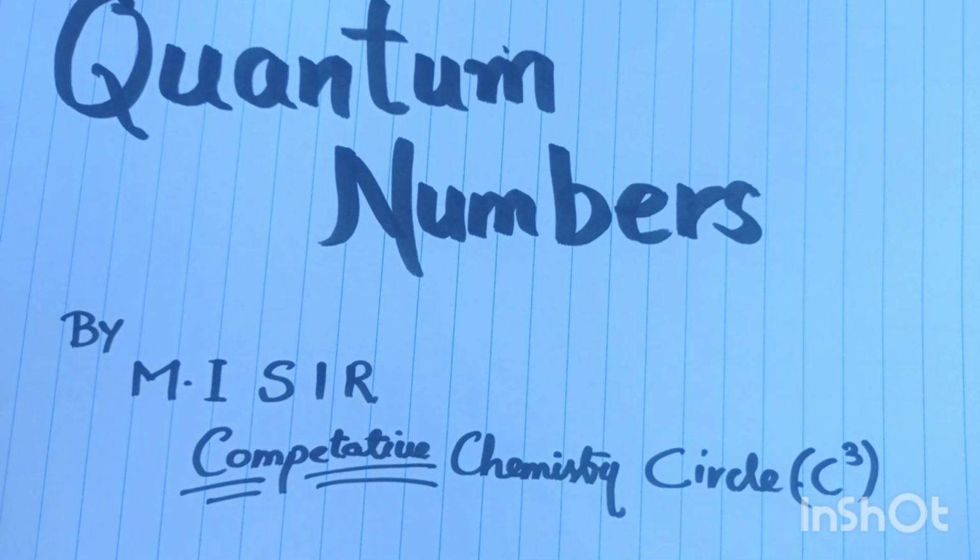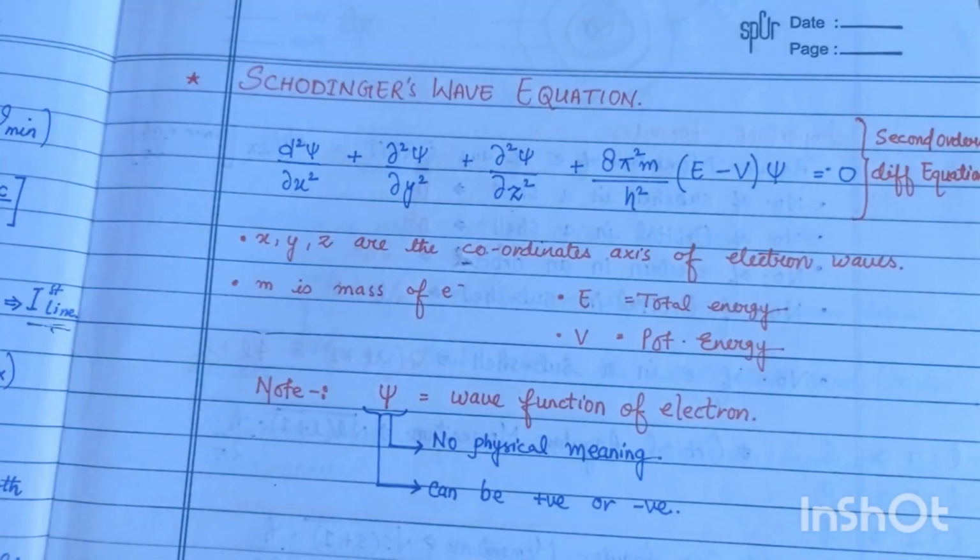Let's start without wasting time. Before starting the quantum numbers, I want to explain the origin of the quantum number. Actually, there is an equation, I think most of you know, the Schrodinger wave equation. This wave equation resulted in the development of the concept of the quantum number.